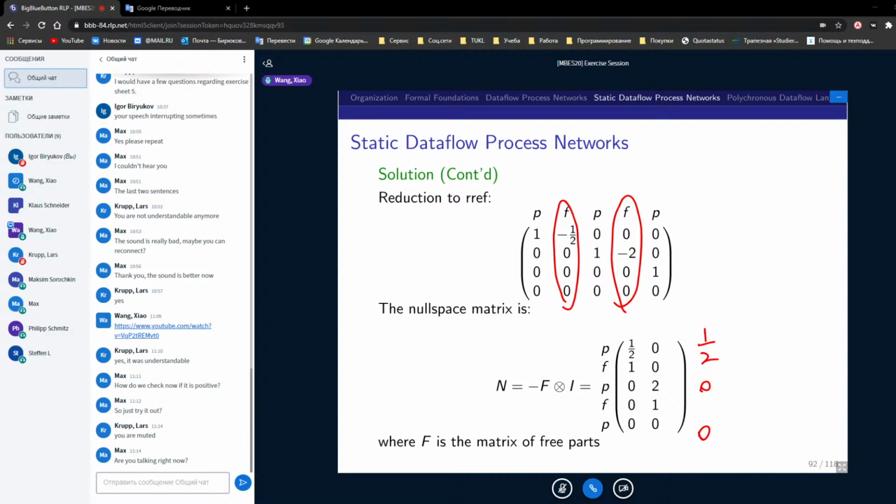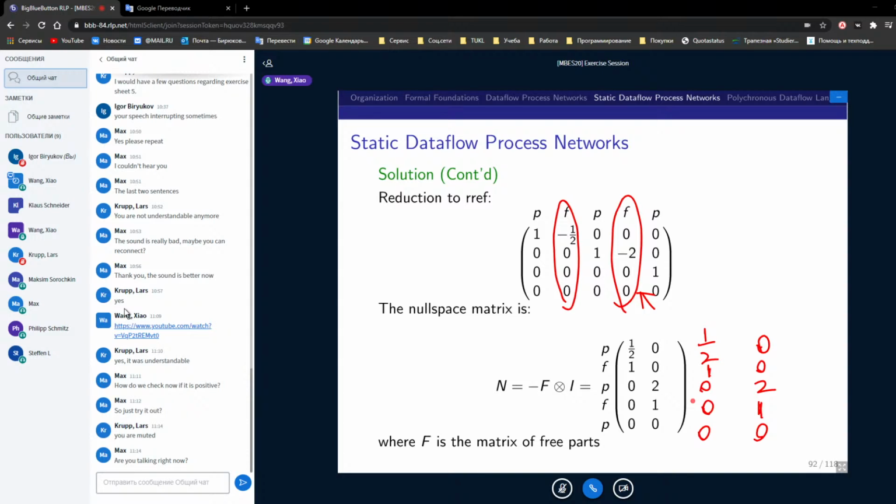But this one is actually similar to the first one, because here it's half, 1, 0, 0, 0. And here it's 0, 0, 2, 1, 0. Okay, there's one 0 less, but another vector is missing here.